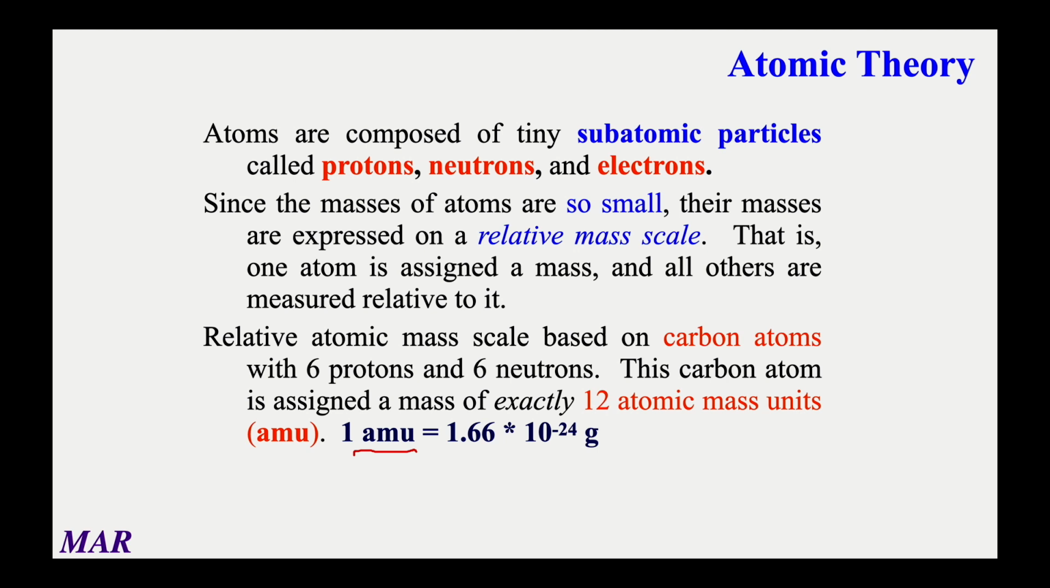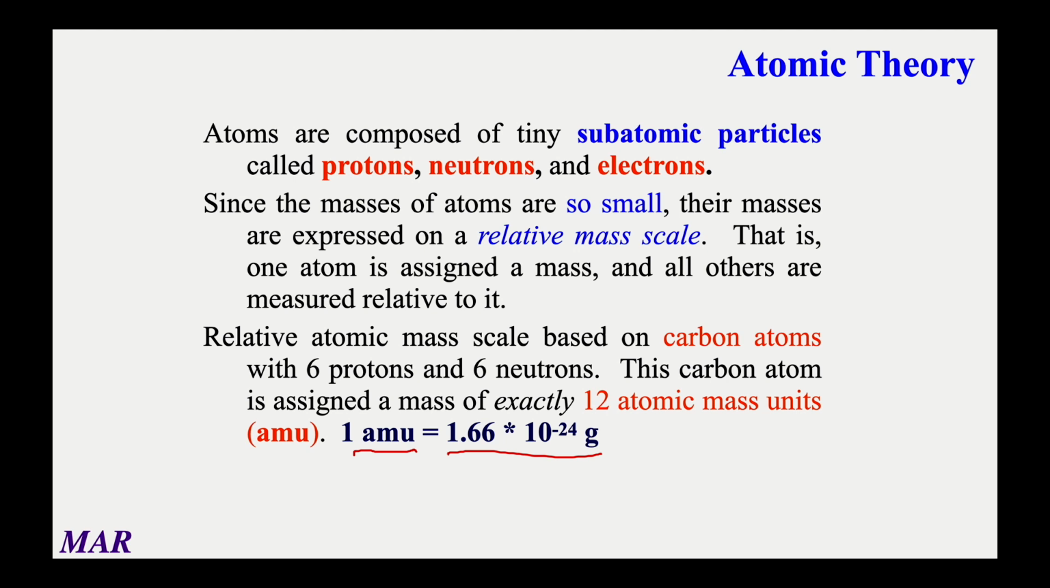Now, a pound of anything is about 454 grams, roughly. An AMU, an atomic mass unit, is 1.66 times 10 to the minus 24 grams. And that is really, really small. A lot of calculators can't even calculate numbers that are this small without going into scientific notation because it's so small.